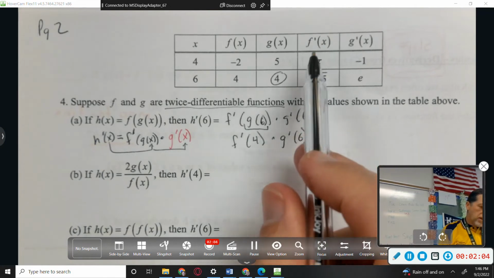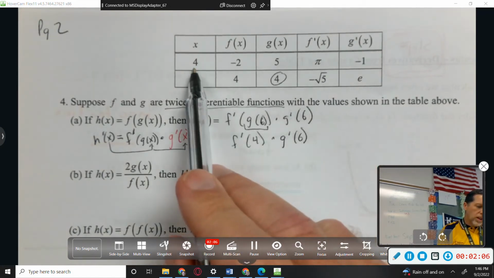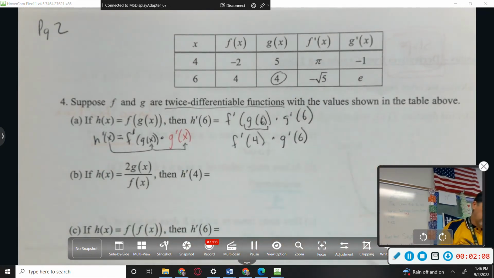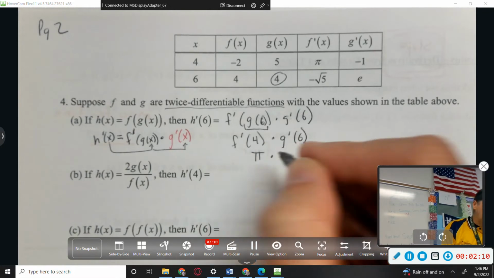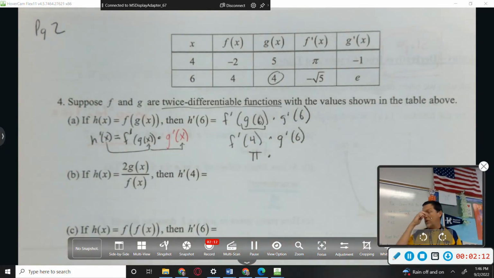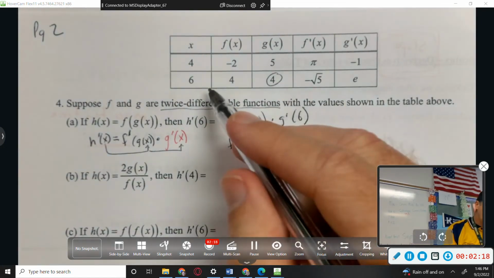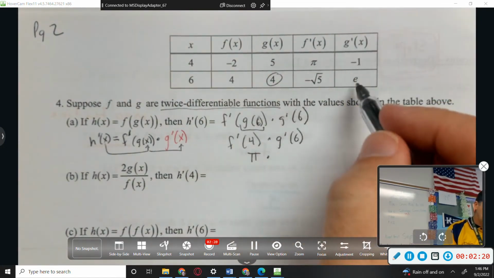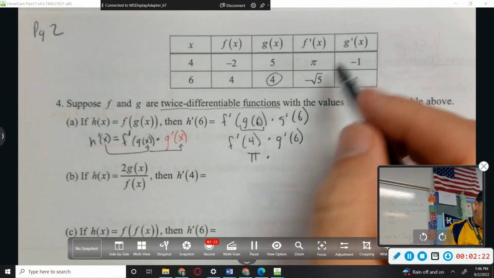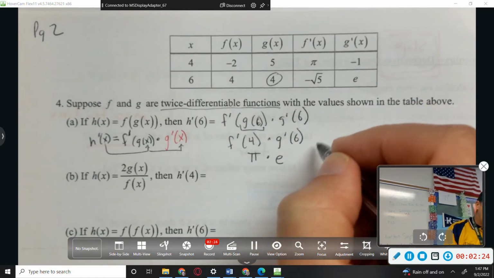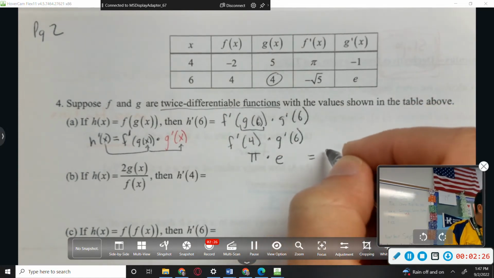F prime at 4 is pi. It's a table problem, so they can put any values they want in there and not worry about what crazy function would have given you that. G prime of 6 is e. So okay, why is that different than my notes?